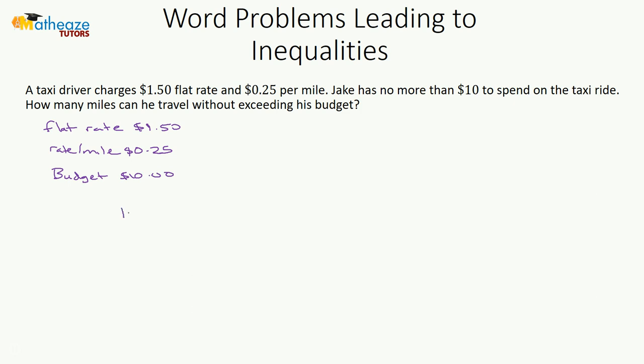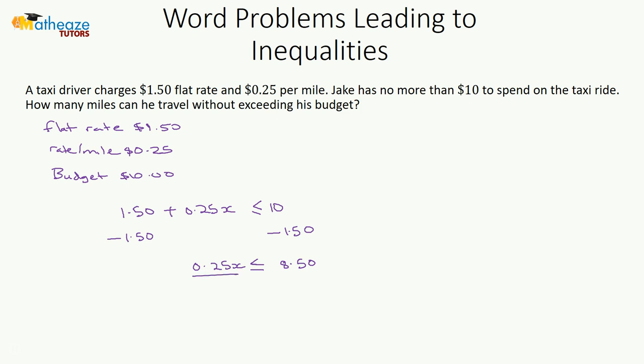So let's write this as an expression. He starts off with $1.50 and he travels at 25 cents per mile. We don't know how many miles he's traveling, so let's use x for that. And he has no more than $10, so it must be less than or equal to 10 because he can't exceed $10. So this is the inequality we're going to solve. Let's subtract $1.50 from this, and so 0.25x is less than or equal to 8.50.